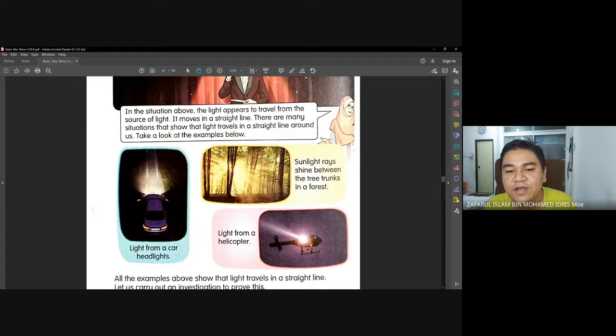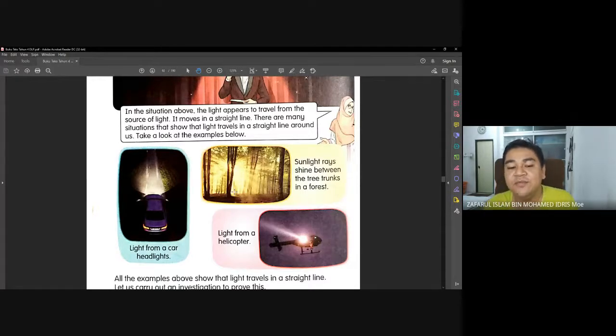Okey, sama juga macam kejadian gerhana bulan. Kenapa gerhana bulan terjadi? Sebab bumi berada di tengah-tengah antara matahari dengan bulan. So apa yang jadi, bayang-bayang bumi akan terkena pada bulan. So apa yang jadi, bulan akan jadi gelap. Dan dia berwarna kemerah-merahan.